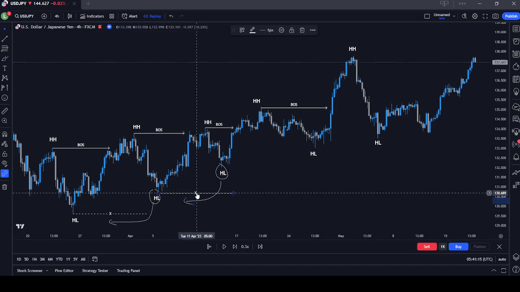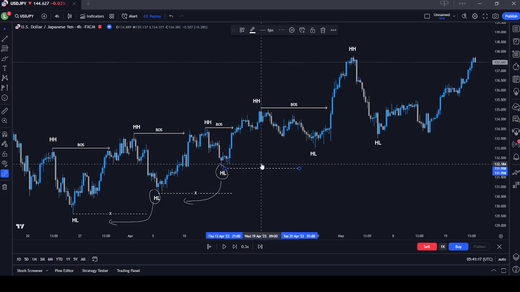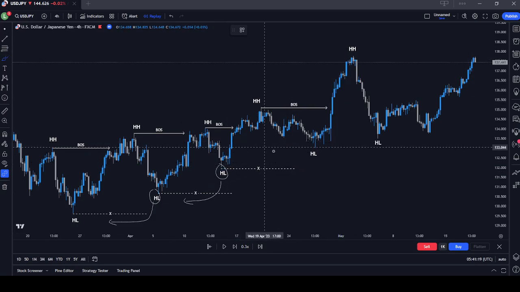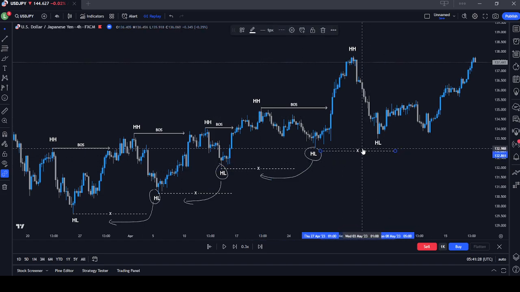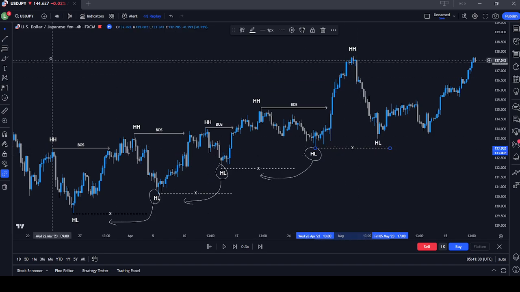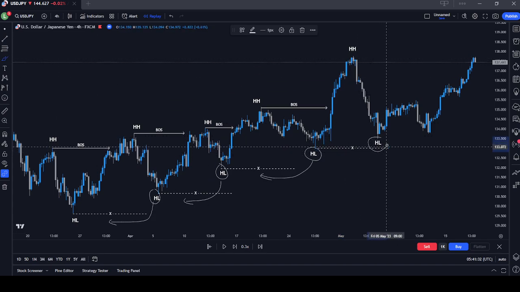Okay, when we continue, again, this lower high here didn't take out the previous lower high. It respected that lower high there. Okay, and this one again did what? Respected the previous lower high, which means here we want to see price doing what? Breaking this high, right? Breaking that high.